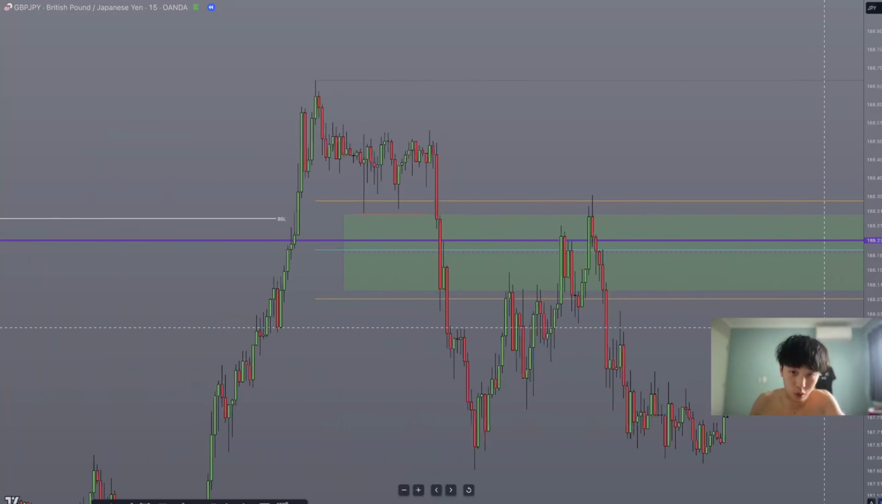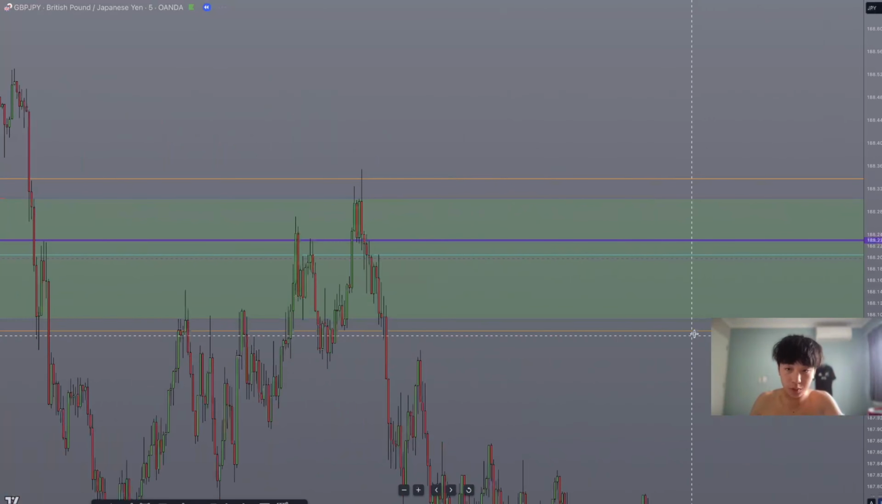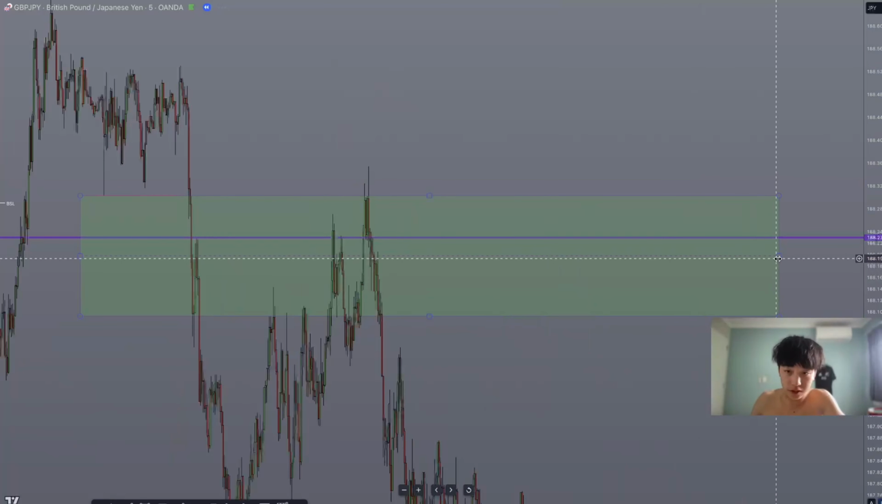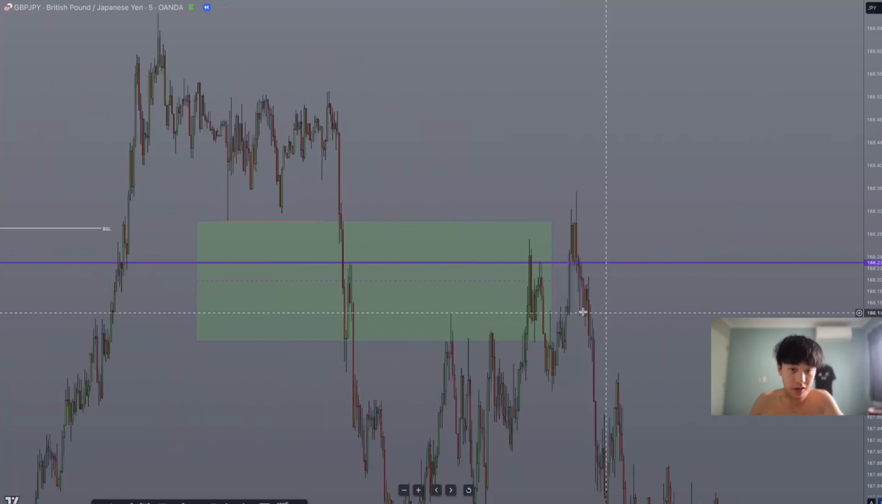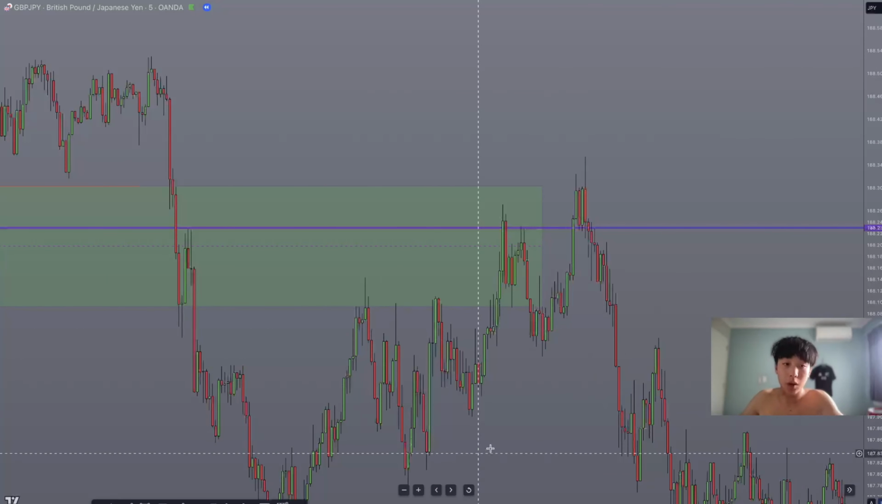Now what do we want to look for? We want to look for that 5-minute break or that 15-minute break to the downside. So let's just make this clearer. We know we have that optimal trading entry. We know we have this key level right here. We know that there's clearly a 4 hour fair value gap right here. What are we looking for in terms of smart money concepts?